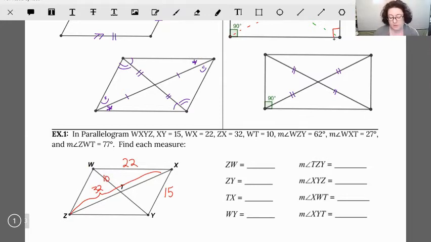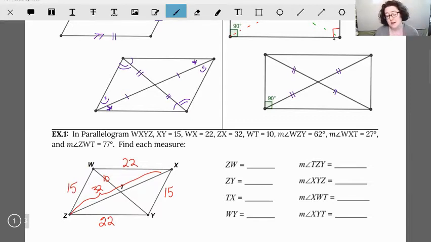So looking at the 22, the top side of our parallelogram, well, what do we know about opposite sides of our parallelogram? They are indeed congruent. So the base is also 22. We can do the same thing with the 15. So 15 is also going to be labeling the left-hand side of the parallelogram, WZ.